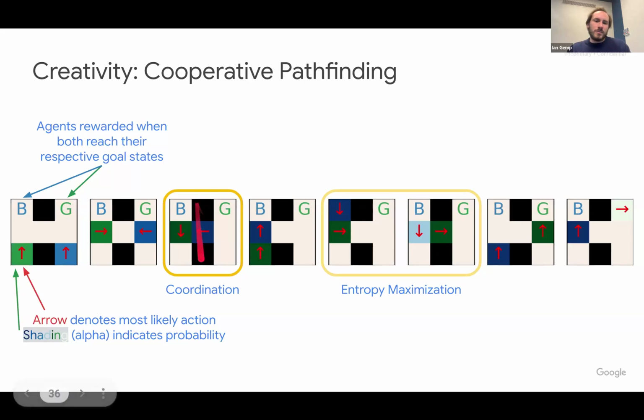So there's coordination happening. What's interesting about this one is that the blue agent is actually choosing to go down instead of just staying at the goal state. This, I think, is the result of the entropy maximization objective, where it behooves them to travel to more joint states to accumulate occupancy measure there. But in the end, this one moves up to the blue state and they achieve their goal. The red arrow indicates the most likely action, and the shading indicates the probability of that action, so how certain they are about taking that action.